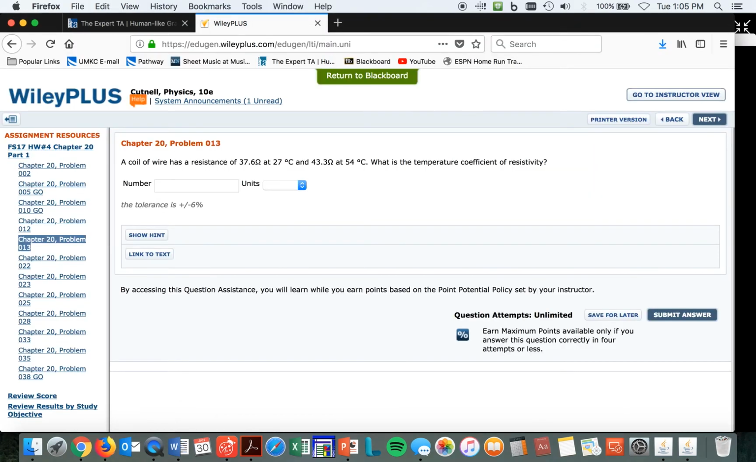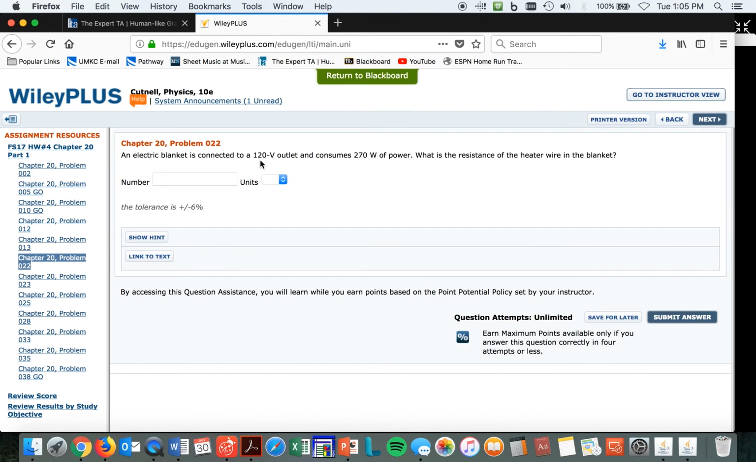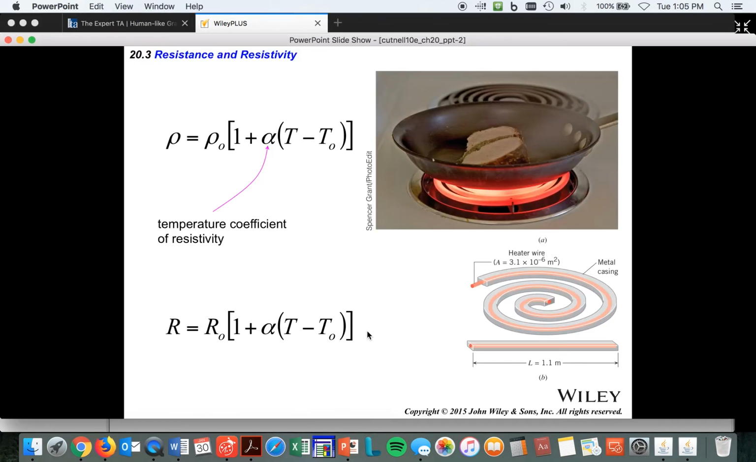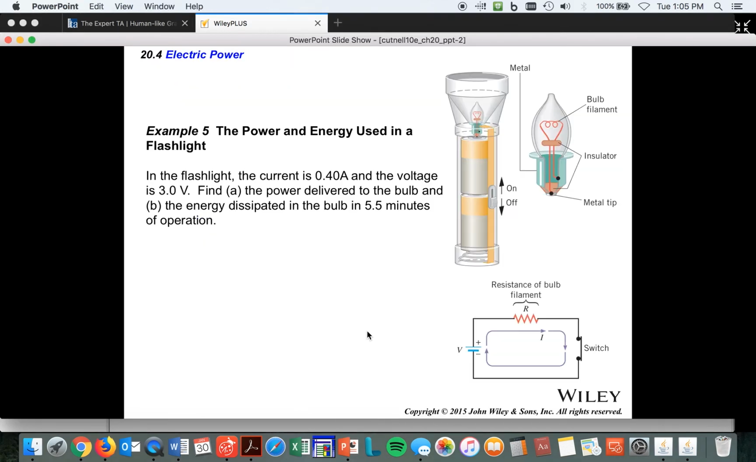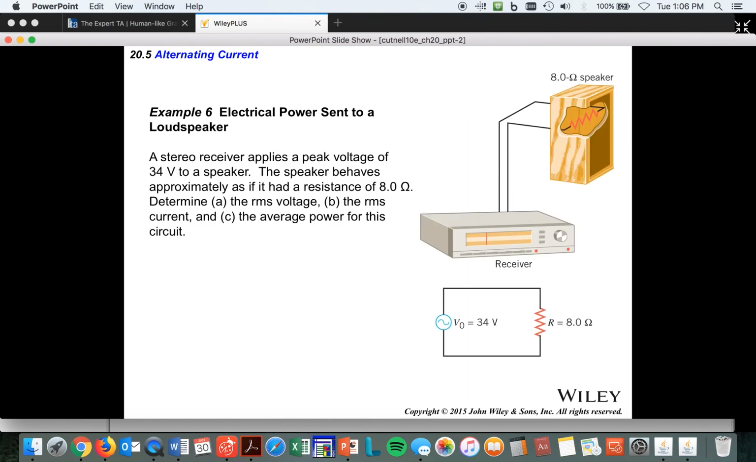Moving on. What else we got here? The only one I think that would cause any kind of issues: 120 volts, power 270. What's the resistance of the heater wire in the blanket? We want to keep that resistance low so it doesn't burn up. Catches on fire. As a matter of fact, I don't think I got around to this question because I did these kind of quick.